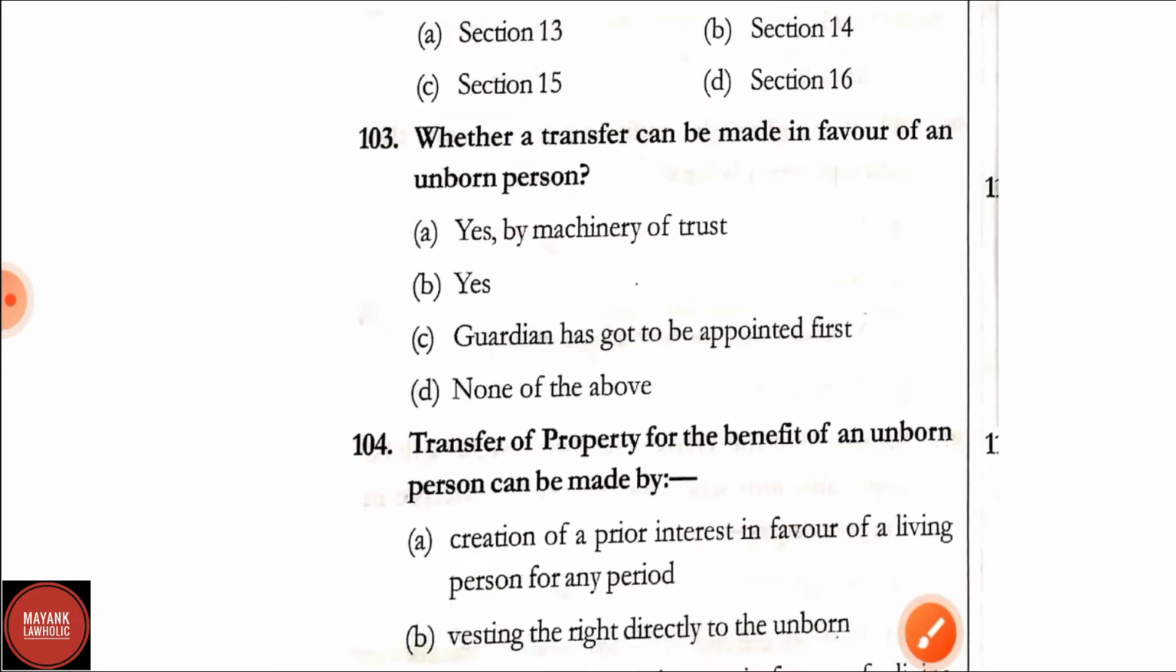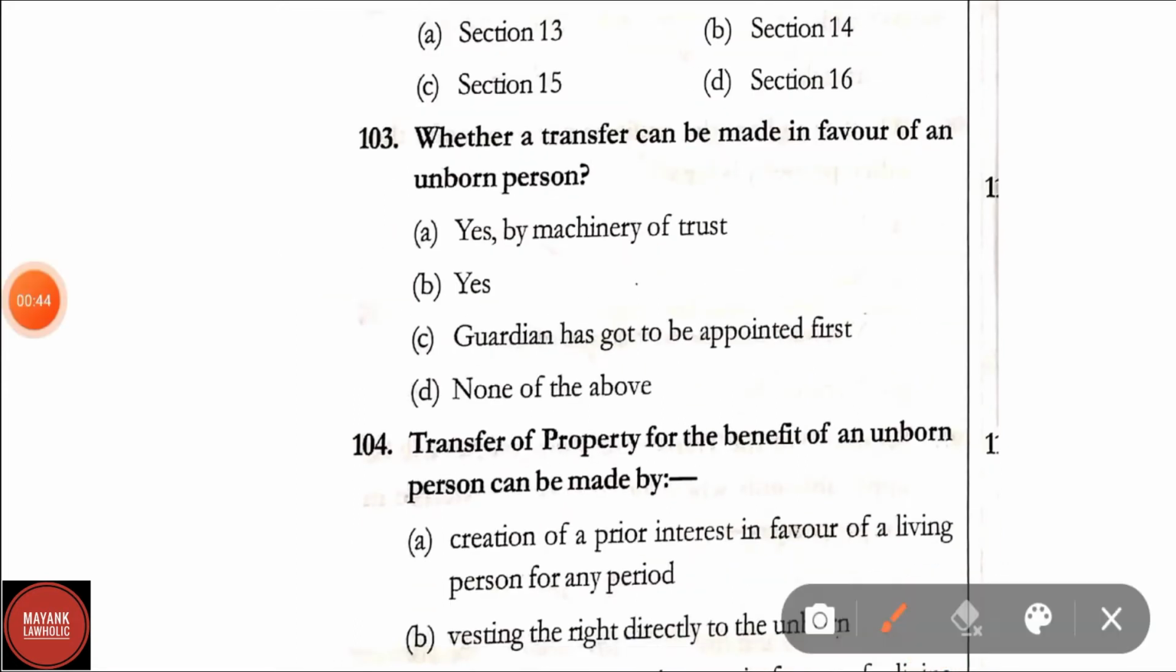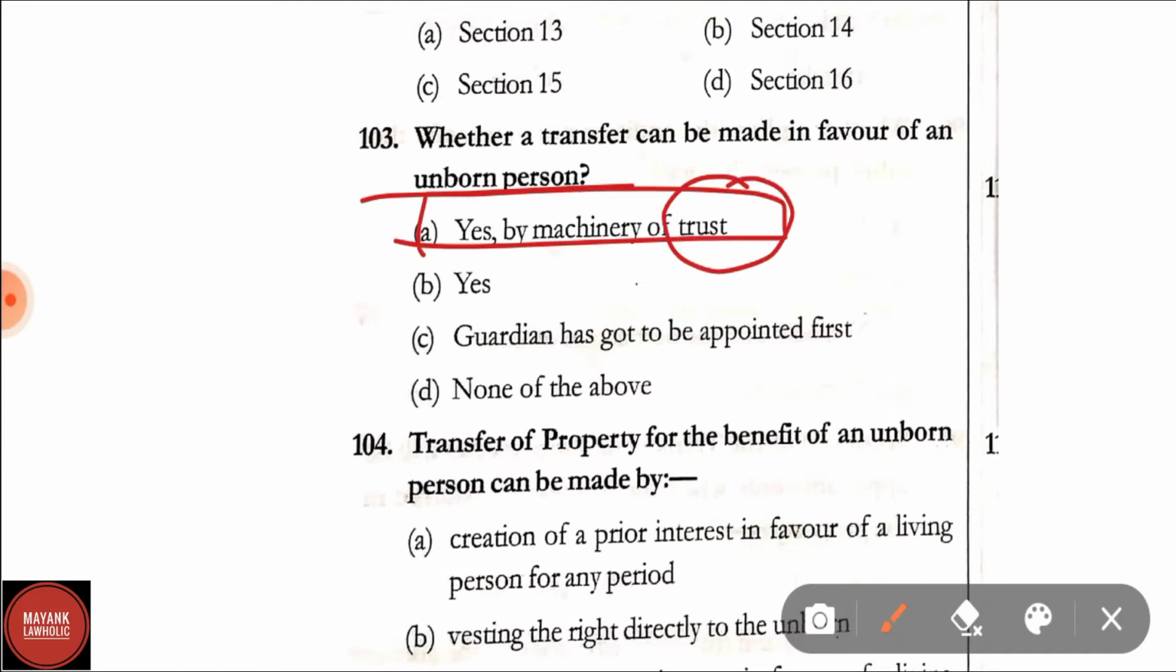Question number 103. Whether a transfer can be made in favor of an unborn person? Options are yes, by machinery of trust, yes, guardian has got to be appointed first, none of the above. Correct answer is option A, yes, by the machinery of trust.